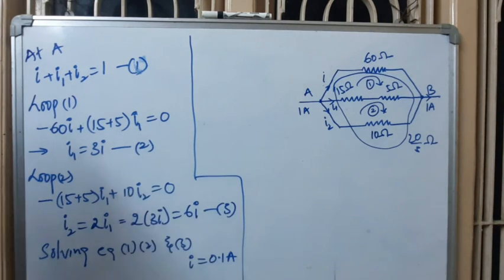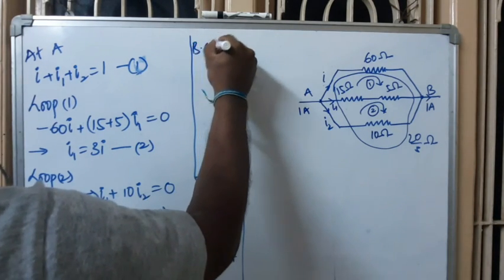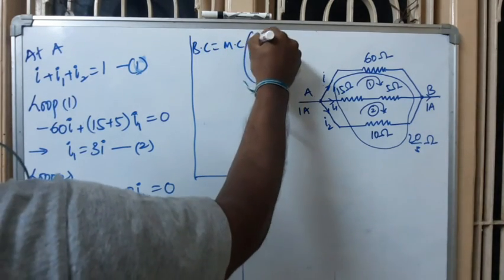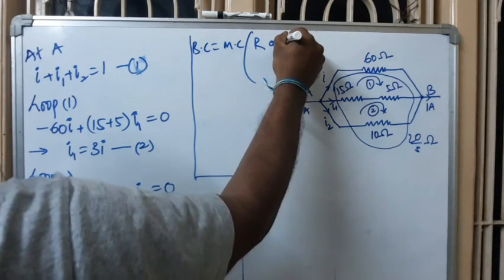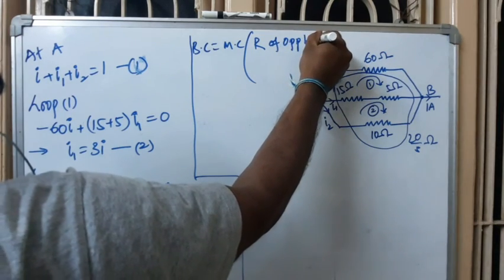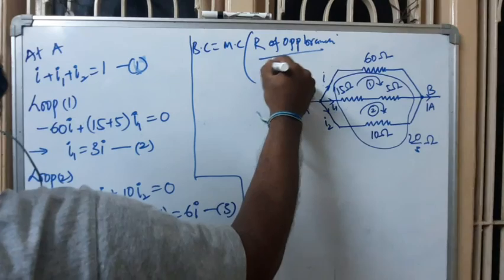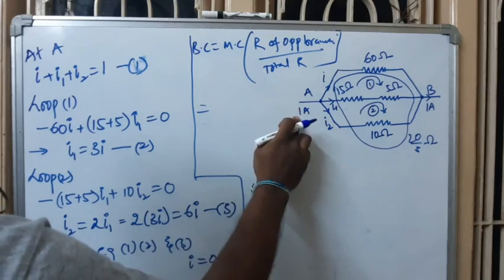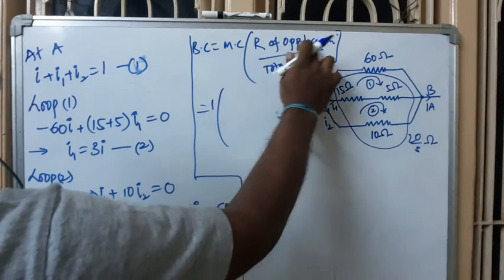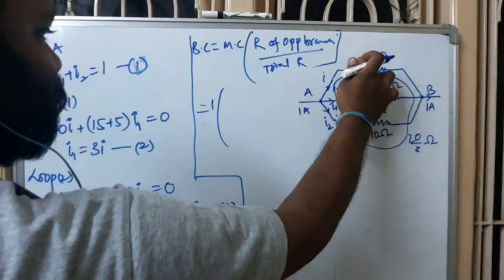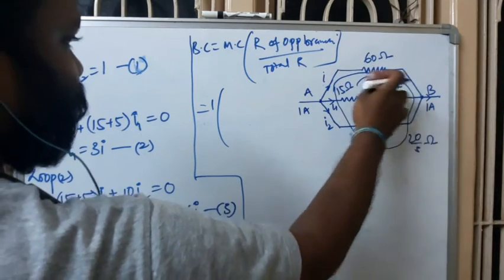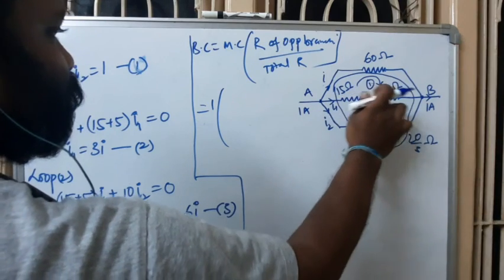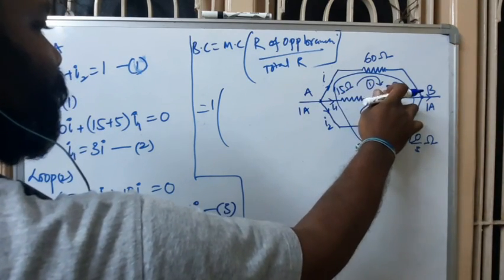For board examinations, this answer will be perfect. When we come to competitive examinations, there is a shortcut: branch current is equal to main current into resistance of the opposite branch by total resistance. So main current is 1 ampere into the resistance of the opposite branch, means this part. If you consider this one, this will be the opposite branch. The total will be 20 by 3, means these two are in parallel. So 15 plus 5, 20.